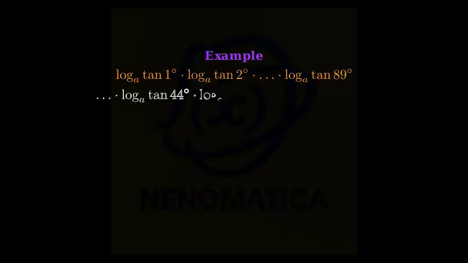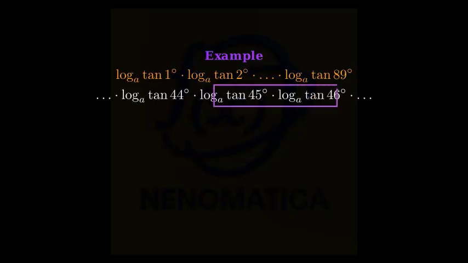Here is the example. We want to compute the product log base a of tangent 1 degree times log base a of tangent 2 degrees, and so on, all the way to log base a of tangent 89 degrees. Step 1. Recognize that somewhere in the middle of this product there is a factor with 45 degrees. I'll write a focus version that shows that term explicitly.